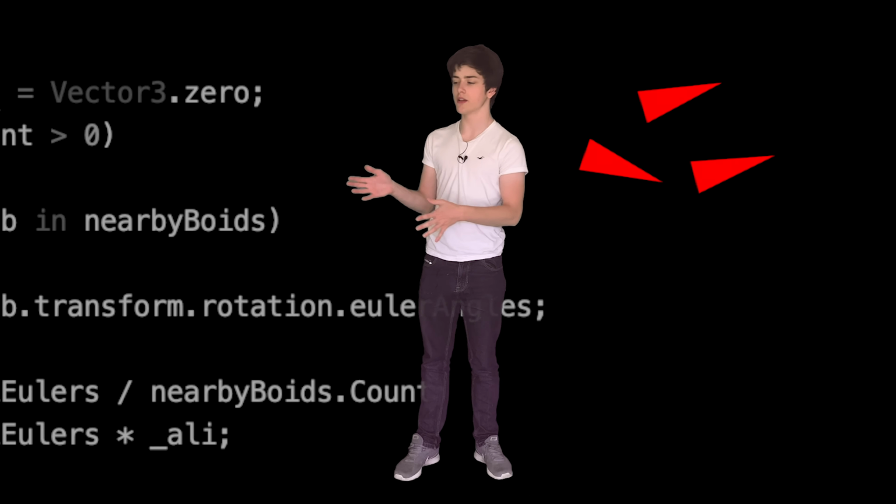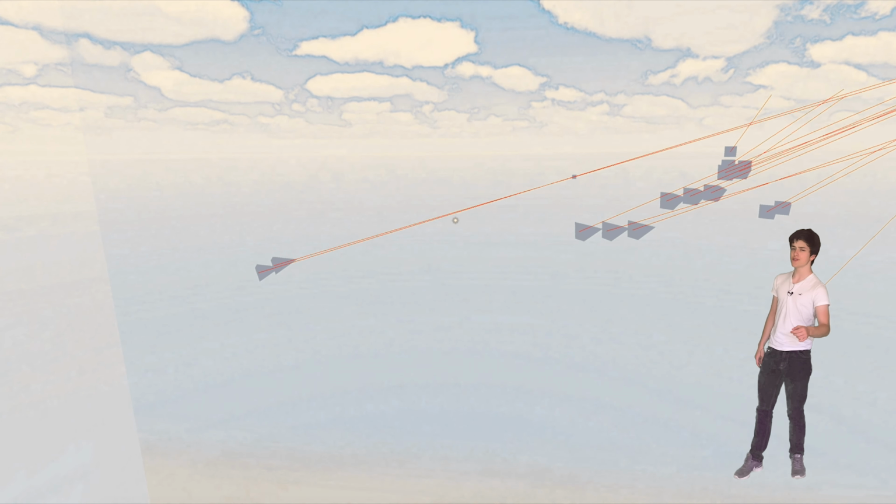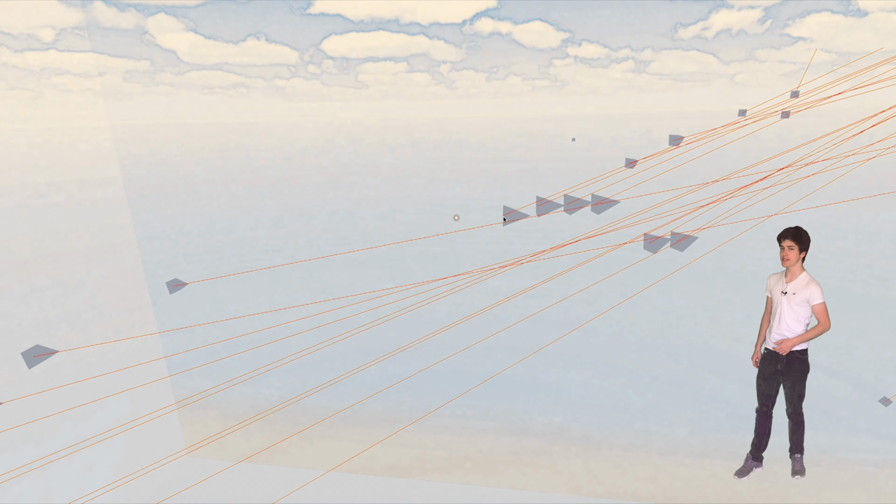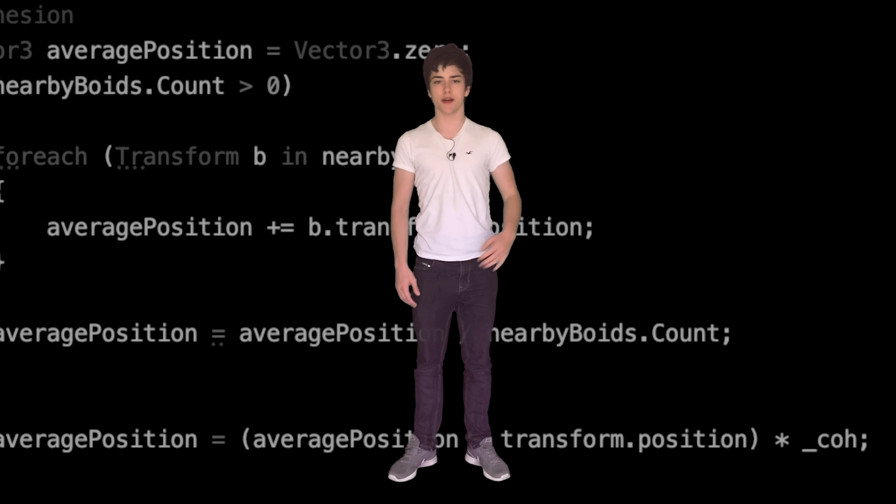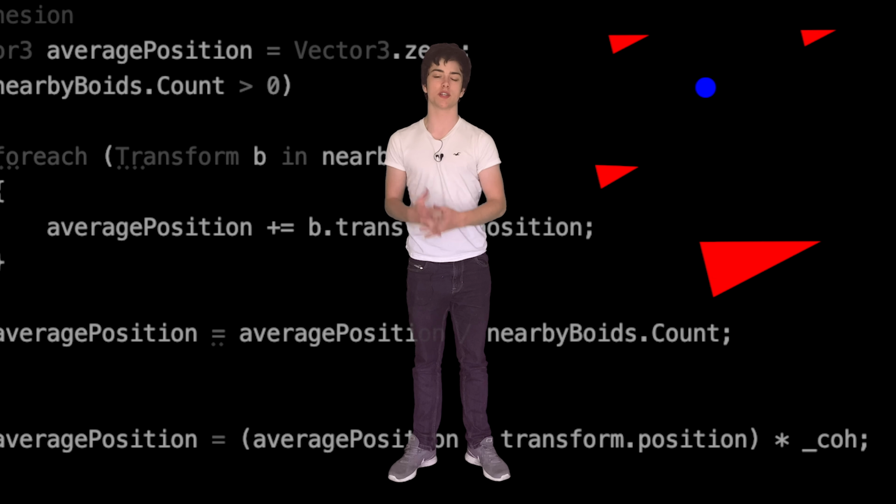Alignment was just the average angle of all the nearby Boids, and after I got these 2 in, I got something resembling a flock there. Finally, cohesion, which was just move into the average position of all the nearby Boids, which I think looks pretty nice.